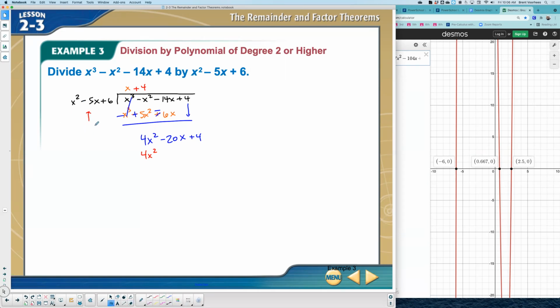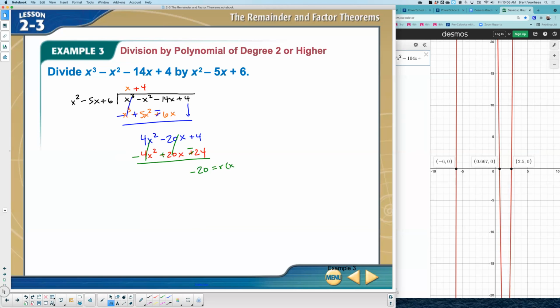What is 4 times negative 5? Negative 20x. And then what is 4 times 6? 24. We now do the fundamental rule of division, which is switch the signs. So I switch these signs. That cancels. That cancels. 4 minus 24 is negative 20.